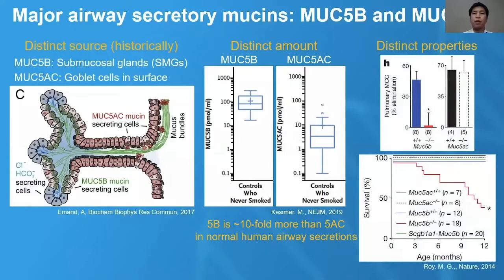Thirdly, in mice, MUC5B is required for normal MCC and survival, but knockout of the MUC5AC gene did not alter either MCC or survival. So these data suggest MUC5B may be a basal mucin that maintains MCC, whereas MUC5AC may be a reactive mucin in stress condition. In order to understand the differential properties of 5AC and 5B in human airways, characterizing 5B and 5AC distribution in healthy human airways is important.